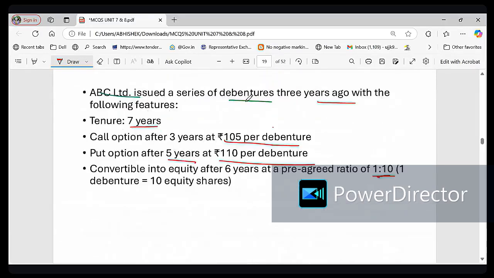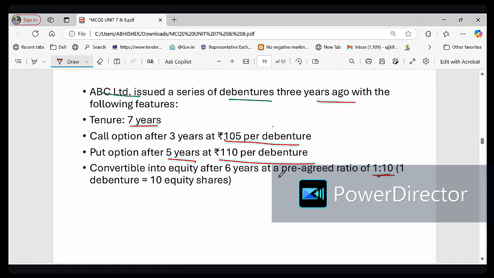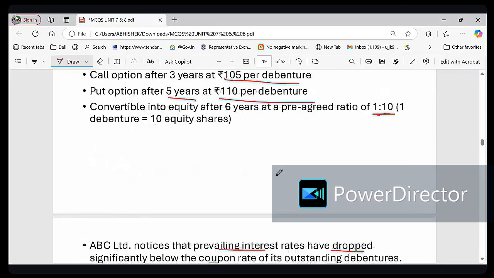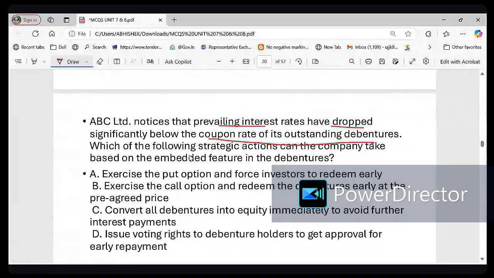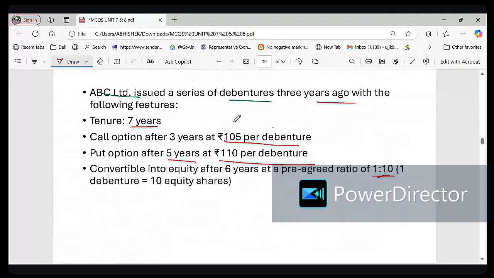This company has issued a series of debentures 3 years ago, and the tenor is given, call option, put option. They have taken them for hedging purposes, and they can convert this debenture into equity after 6 years. But what happened just after 3 years? Remember, just after 3 years, the interest rate in the market has fallen, right? Below the rate on this debenture, you can see the rate on this debenture, right?